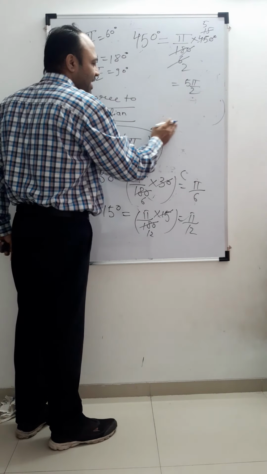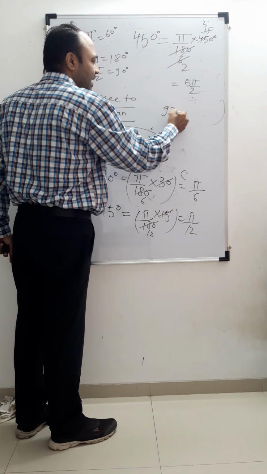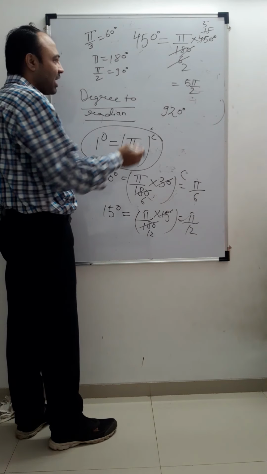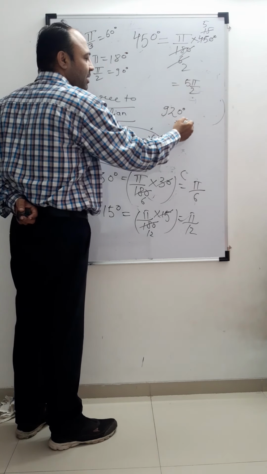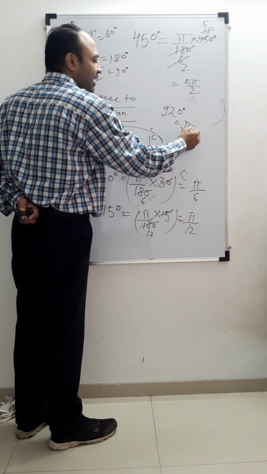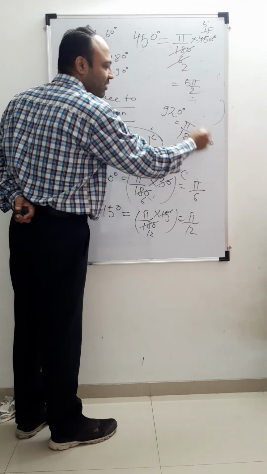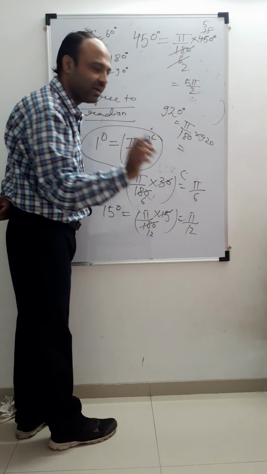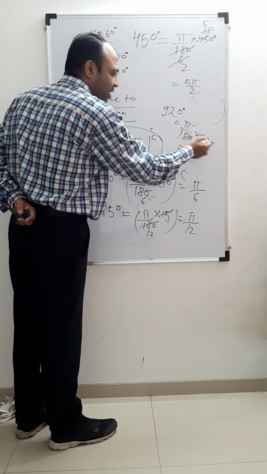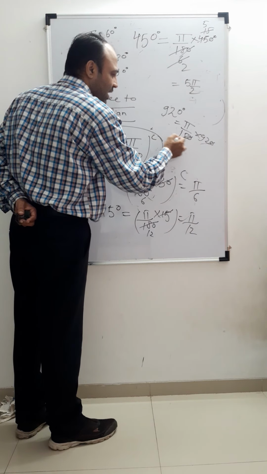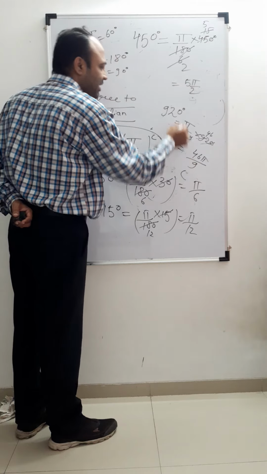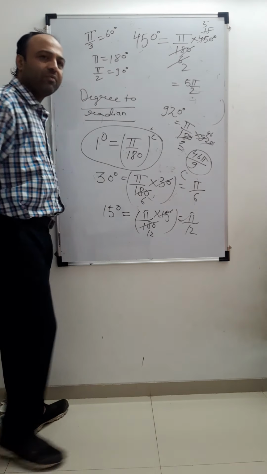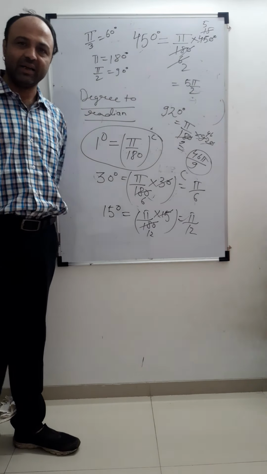Suppose we have, let's say, 920 degrees. If you want to understand it in terms of pi, that's good. Otherwise, with this method, pi upon 180 into 920, whatever it comes to, you have to leave pi. Whatever value comes, 46 pi by 9 is the radian value of 920 degrees. Clear here?